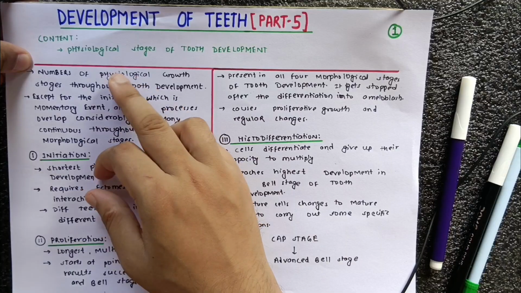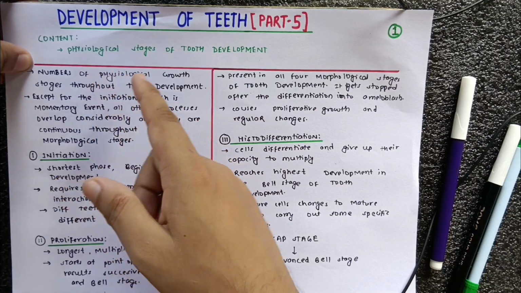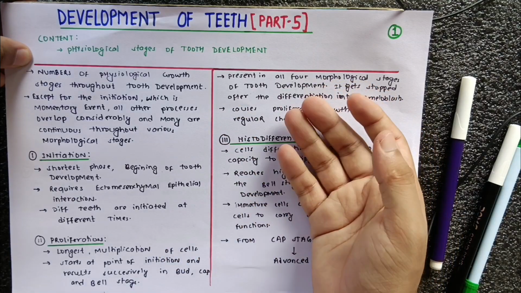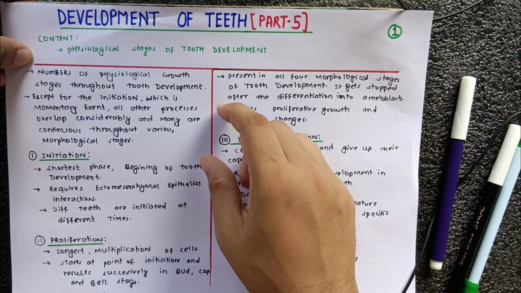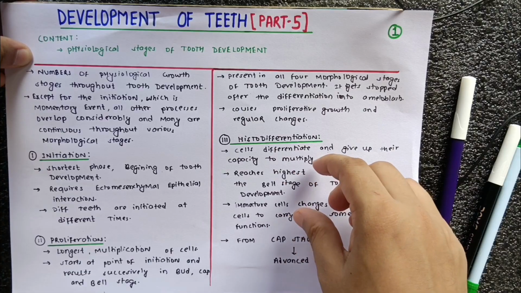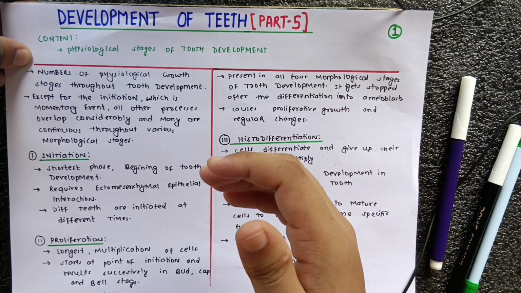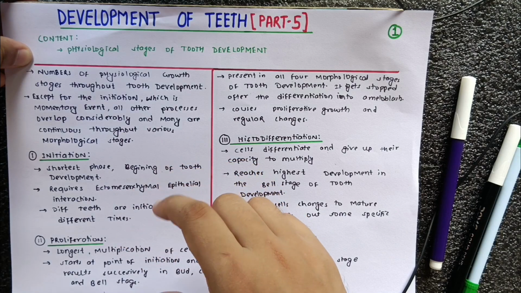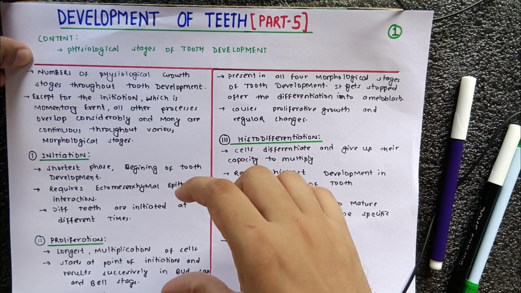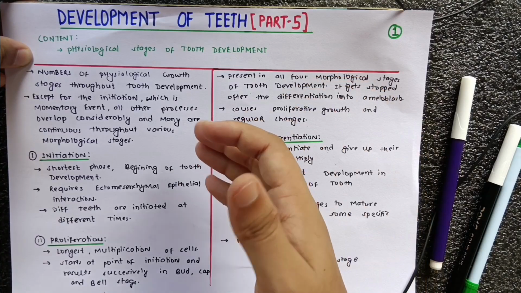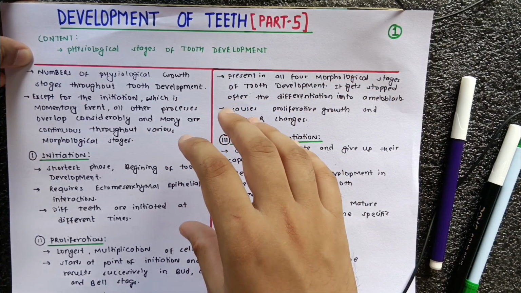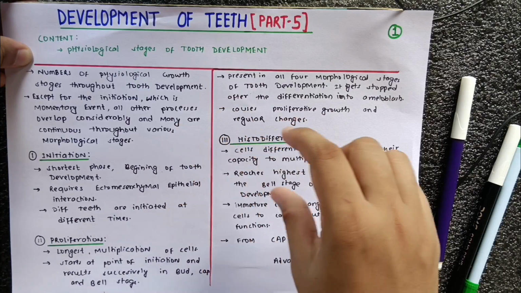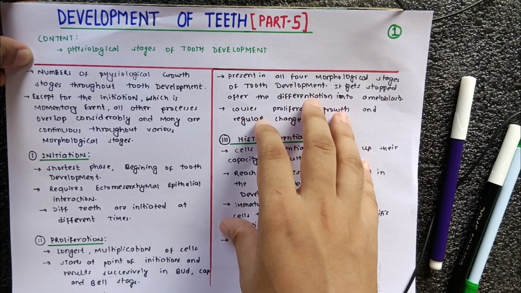As I have written here, the physiological stages of tooth development. One we have discussed is the morphological stage, where we discussed the bud stage, cap stage, early bell stage, and advanced bell stage. In the physiological stages, we will study how the physiological functioning changes from one stage to another. In such a pattern, we have divided the life cycle, the process of tooth development, into different stages, and that is called the physiological stages of tooth development.